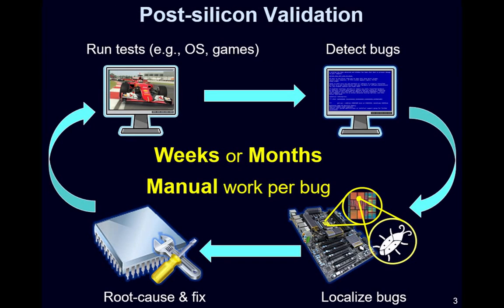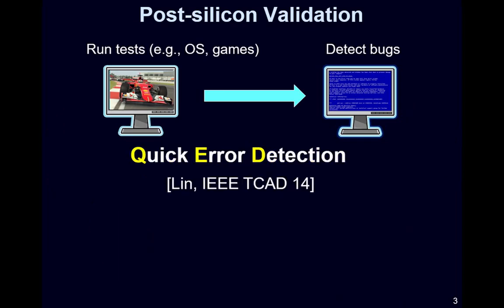During post-silicon validation, we run a number of tests in order to try and activate these bugs. Once they've been detected, the process begins of localizing the bug down to where it actually exists in the design so it can be root caused and fixed before subsequent iterations can remove it. This whole process, however, can take weeks or even months of manual effort, and as a result, it can be extremely expensive.